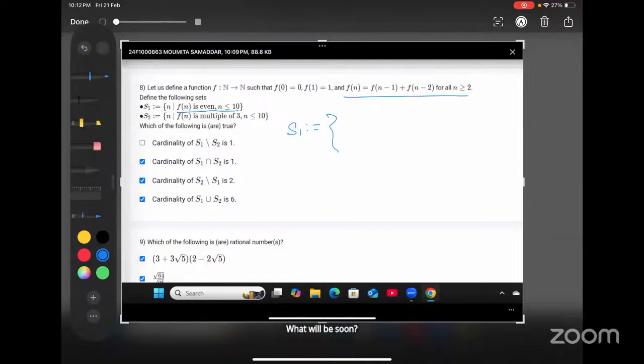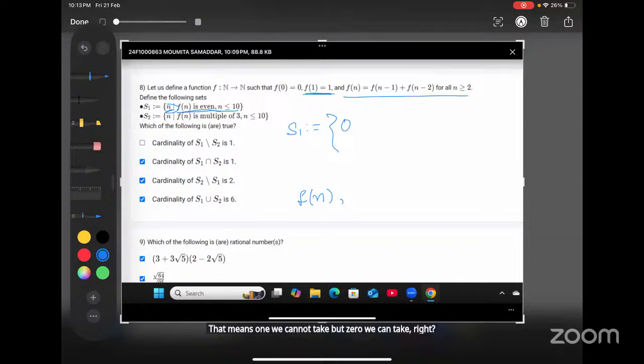Ma'am, one can't be in it, right? Fn should be even. So you have to take n such that the value of Fn is even. The value of F1 is 1, so we cannot take 1, but 0 we can take, right?